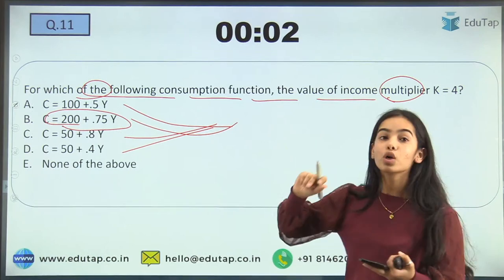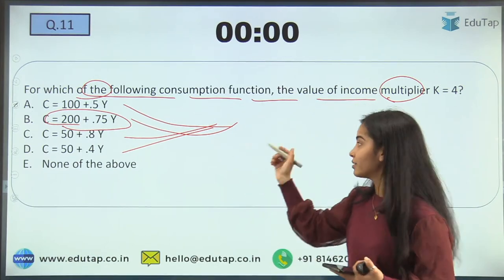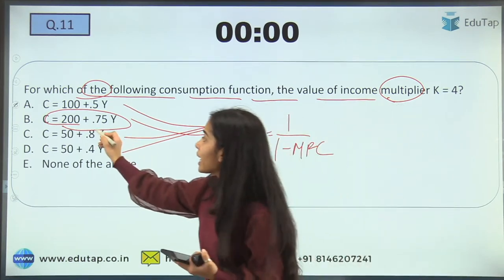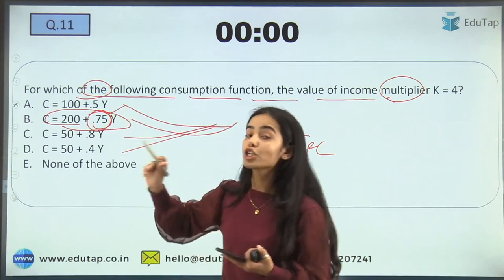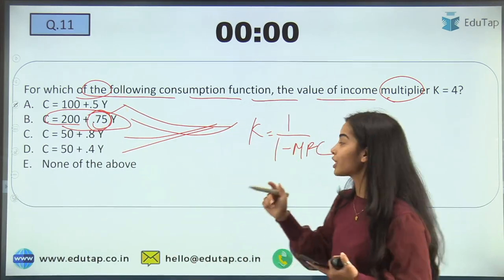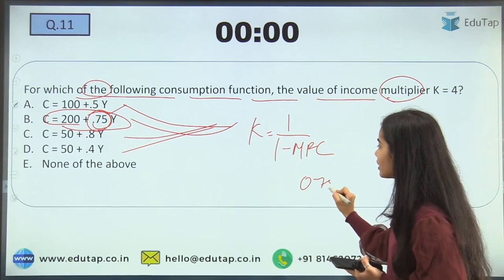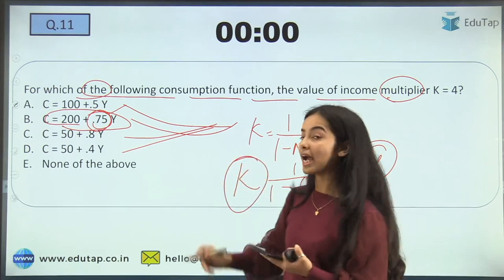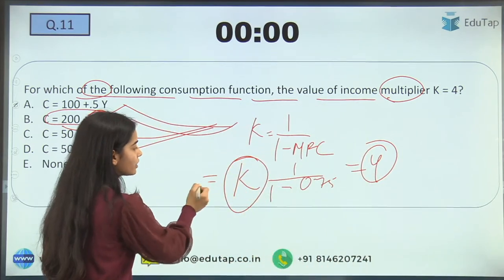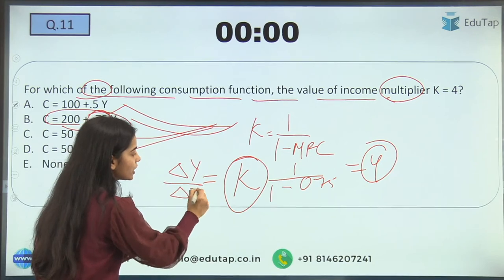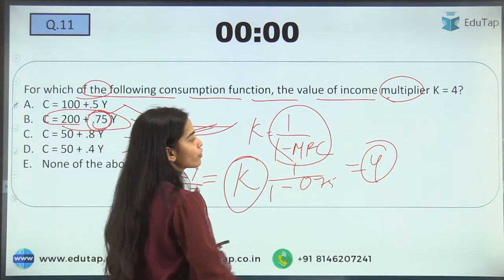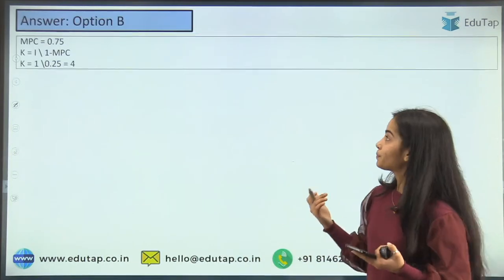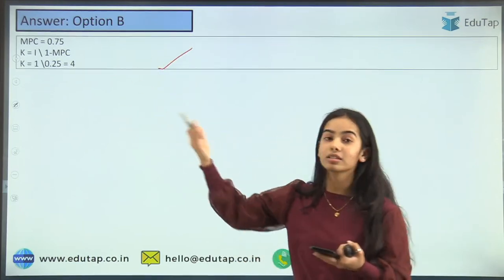Yes, this is the right answer, because you have to understand the MPC. The formula of K is 1 upon 1 minus MPC. And MPC shows the slope of the consumption function. So 1 upon 1 minus 0.75 gives 4. The income multiplier is 4. The same formula, change in Y upon change in I, is also the formula of the multiplier, the income multiplier, or the government multiplier, you can say. So this is the right answer that Karan gave.